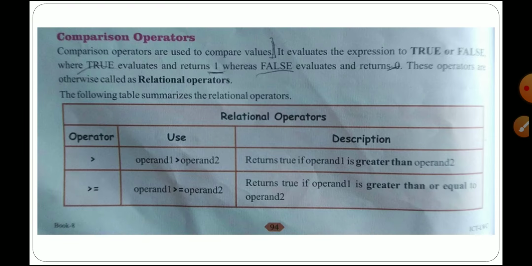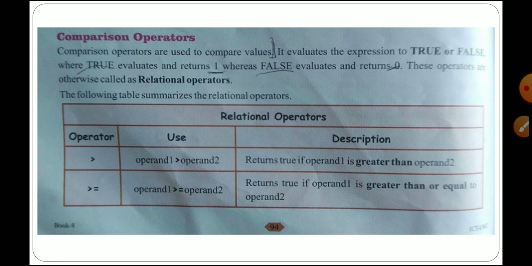Next one is the comparison operators. This comparison operator is used to compare two expressions, and to find whether the result is true or false. These statements are evaluated to find whether the condition or expression is true or false. True means it returns the value 1, and false means it evaluates and returns the value 0.